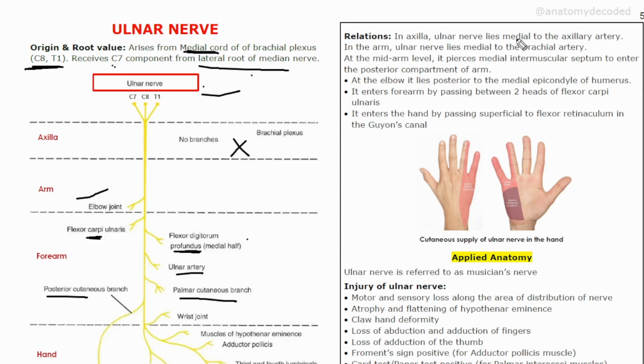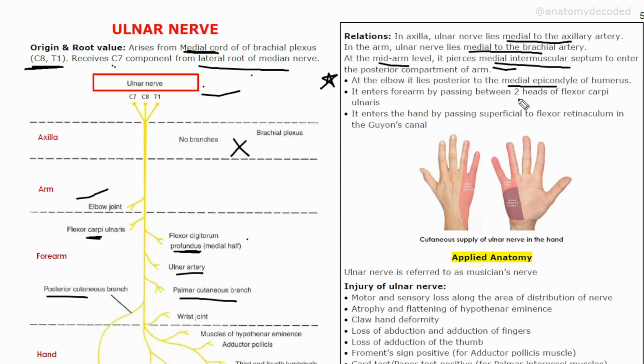In the axilla, the ulnar nerve lies medial to the axillary artery. Then in the arm, the ulnar nerve lies medial to the brachial artery, and at the mid arm level, it pierces the medial intermuscular septum to enter the posterior compartment of the arm. It doesn't supply any muscle there. Then it goes behind the medial epicondyle of the humerus. It's a very important landmark: the nerve behind the medial epicondyle of the humerus is the ulnar nerve.